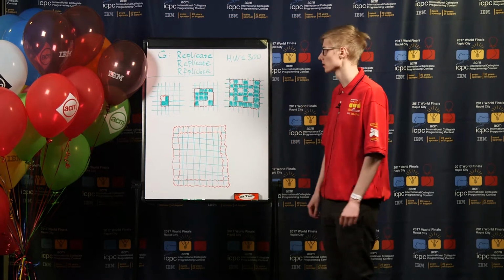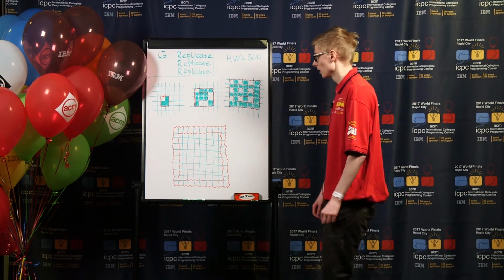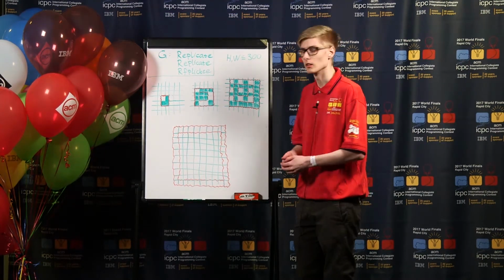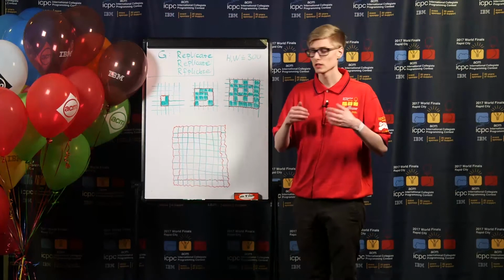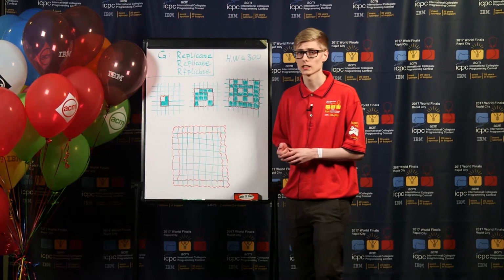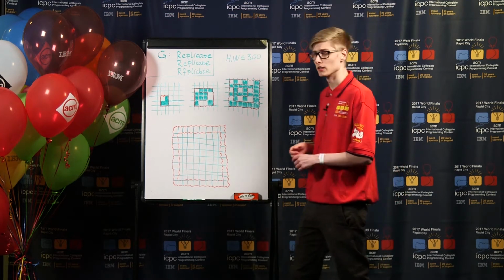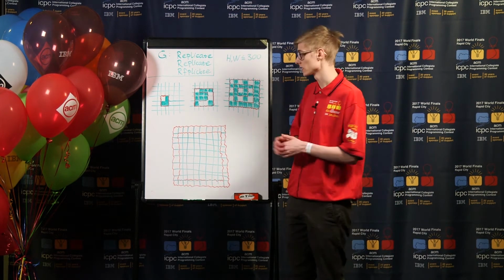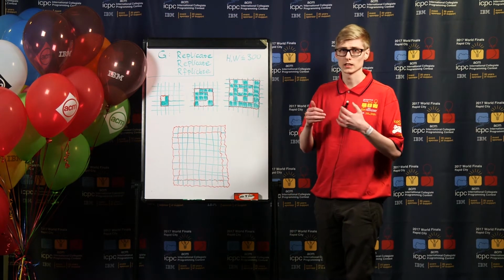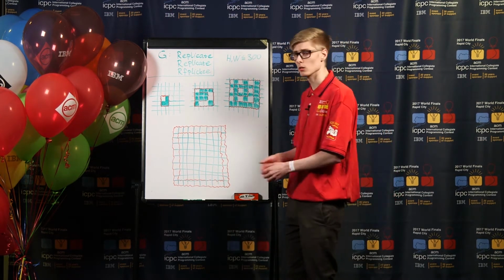Let me now present the solution to problem G. As we're given the final state, it makes sense to think about the problem in reverse. If we look at this final state, there are two things that can happen. Either this was actually the first or initial state that we started with, or there was a previous state.